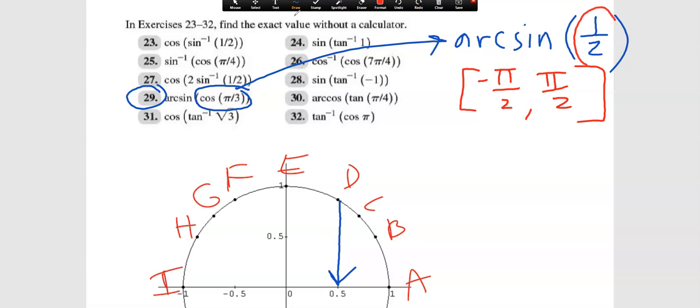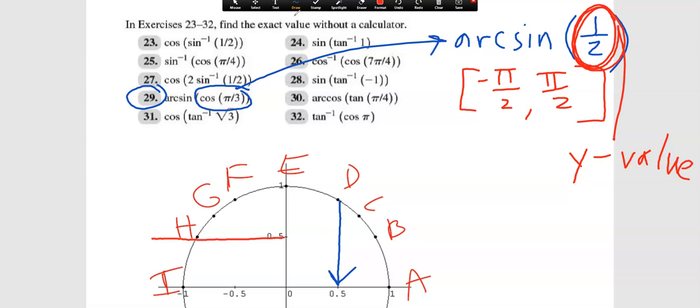Is that 1/2 there? Is this an x value, a y value, or a slope? That's a y value. So we want a y value of 1/2, and your answer has to be between negative pi over 2 and positive pi over 2. What do we think? I did hear it. Yes. Pi over 6 is correct. You see why it has to be at choice B? Because it has to be on that side of the circle, from negative pi over 2 to pi over 2.